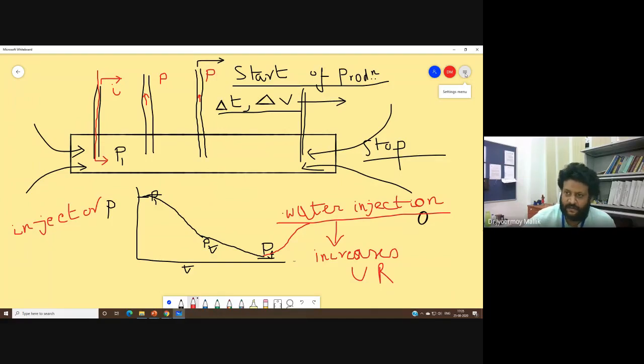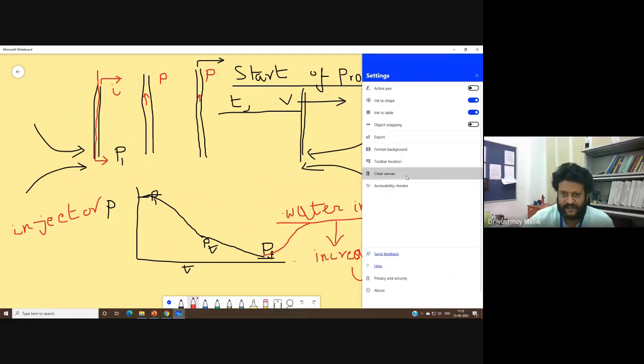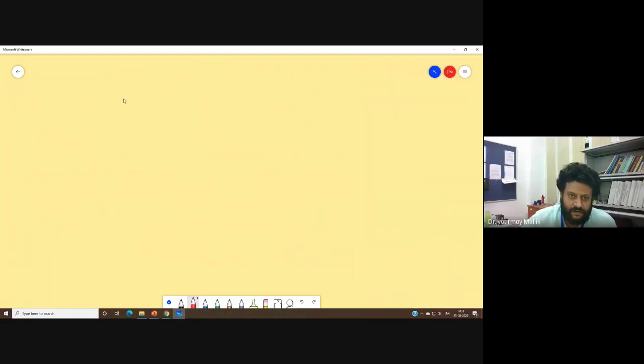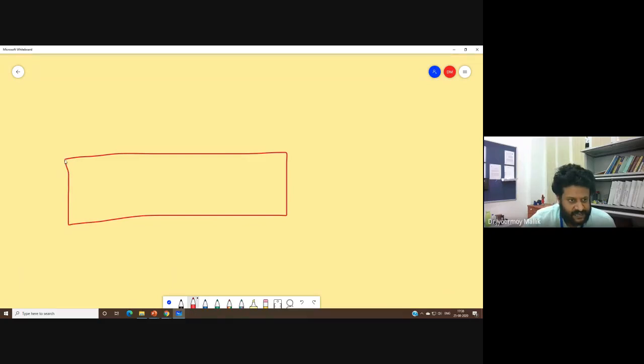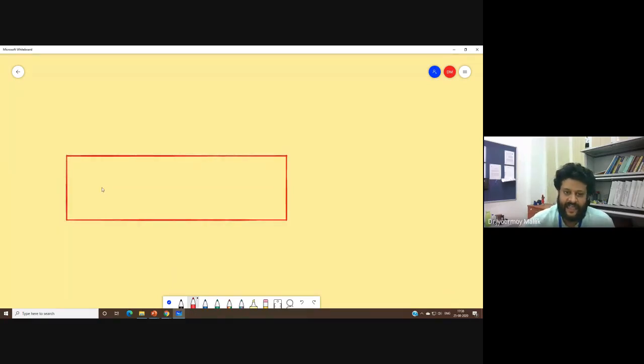One is, we talked about, let me just clear the canvas first. We talked about the Barmer field, you remember? The Barmer field, which is in Rajasthan, and we said this is extremely heavy oil. Heavy oil means it has a very high density. It's so heavy that you can almost pull it up in your hand. It's very waxy. It has a lot of wax content in it. So how can you take out such oil?